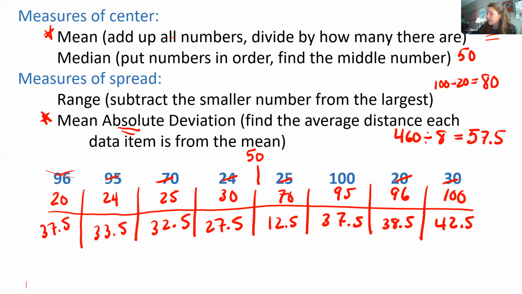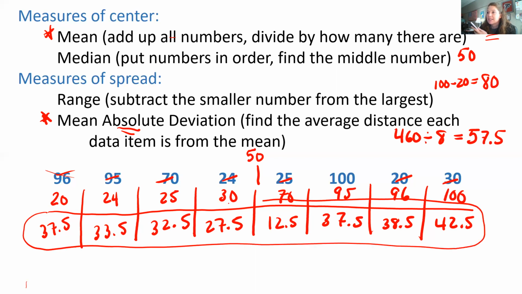All right, did I get it right? I think so. So now we found the difference between each data point and the mean. That's what it says: find the average distance each data point is from the mean. So now, once we found our mean, step 2, you find the difference between every data point and the mean. And step 3, you find the average of the differences. Now we're finding the average, or the mean, of these numbers.